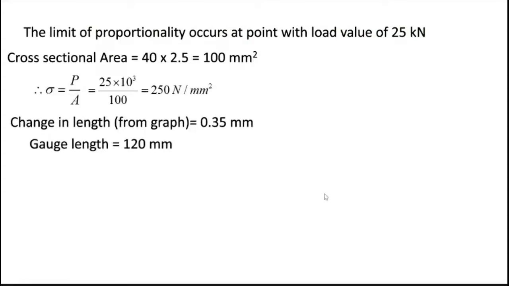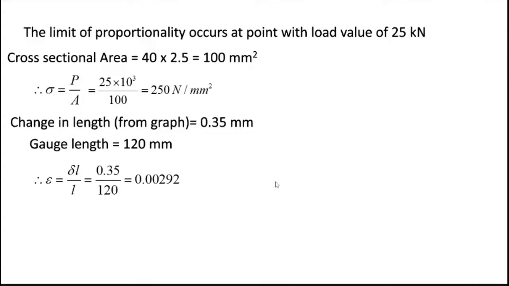So original length, you know, is 120. Strain will be change in length by original length. So I'll get 0.35 by 120, you will get 0.00292. So no unit for strain.